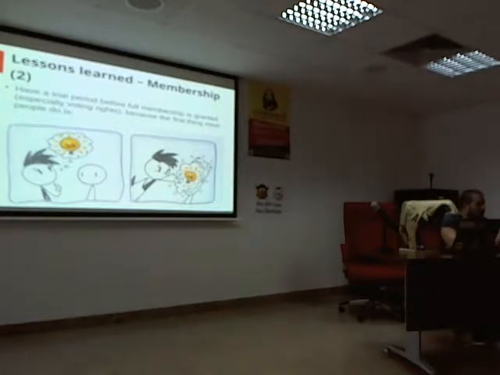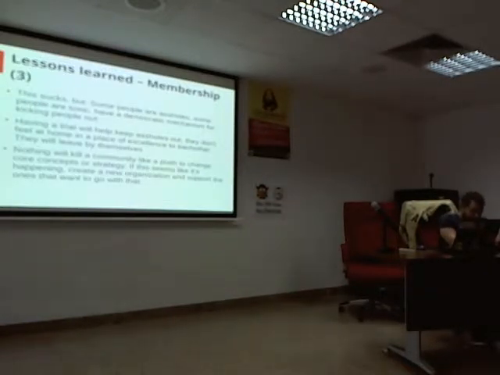Right. Membership. This sucks, but some people are complete assholes and they're toxic. You need to have from the get-go a mechanism that will be able to pick them up, if it happens. Having a trial period also helps with that. People that don't fit within the community kind of get self-excluded. They don't like it, they don't stay.